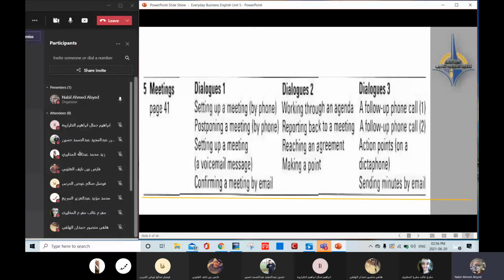In dialogue 3, a follow-up phone call. A follow-up phone call, number 1 and 2. Action points on a dictaphone. Sending minutes by email.